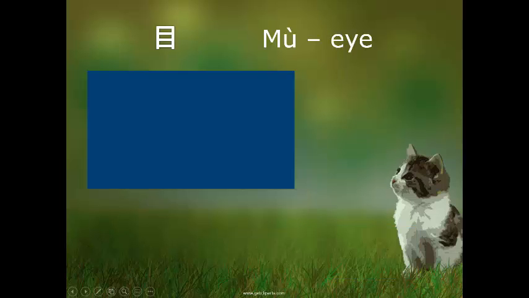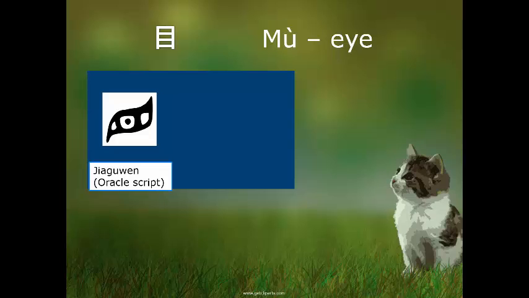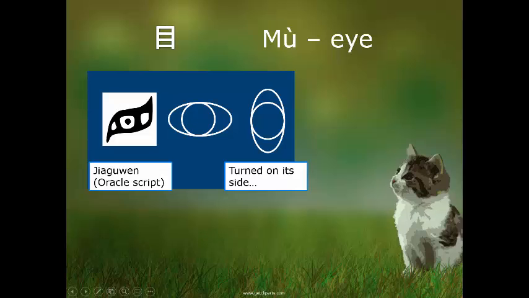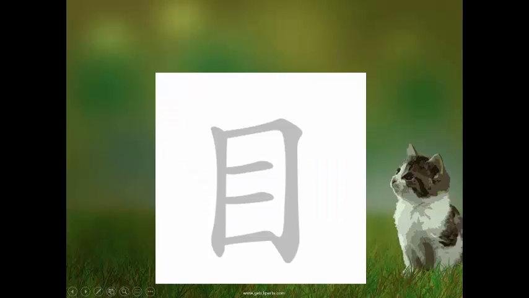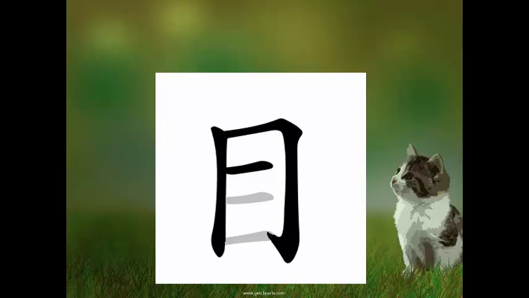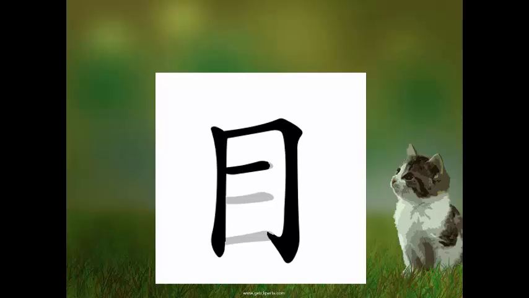The next radical is mu, eye. It was originally a picture of an eye, and then all characters got turned on their side. To draw this, you do the left-hand side, the upside-down L, fill the box, then close the box. That's always the rule. Left-hand side, upside-down L, the two lines for the iris, and then close the box.